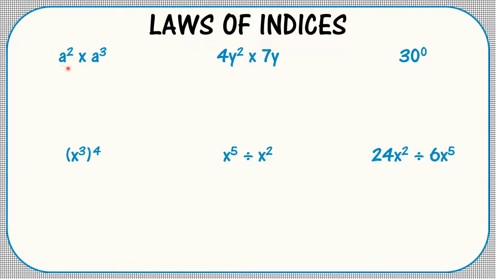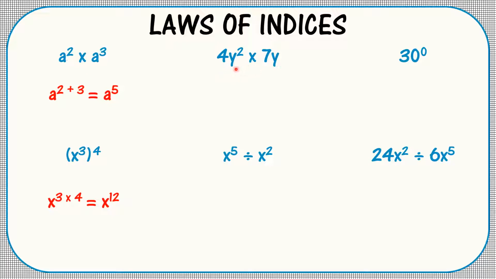The first one is a to the power of 2 multiplied by a to the power of 3. As you can see, the base letter is the same and you're multiplying these indices. So all you would do, you add these two numbers. So it's a to the power of 2 plus 3, which is equal to a to the power of 5. The next one is x to the power of 3 to the power of 4. All you do in this example is you will multiply these two index notations. Again, the base letter will stay the same. So it's x to the power of 3 times 4, which is equal to x to the power of 12.